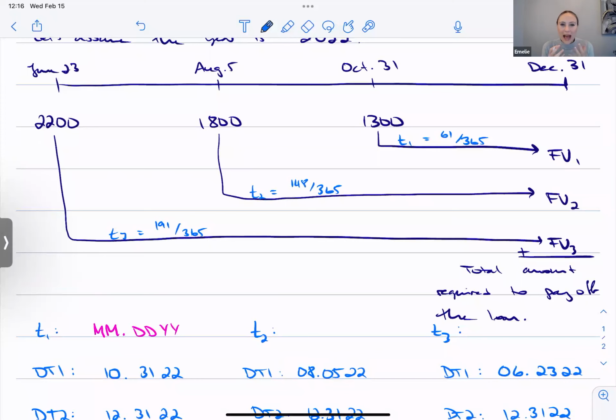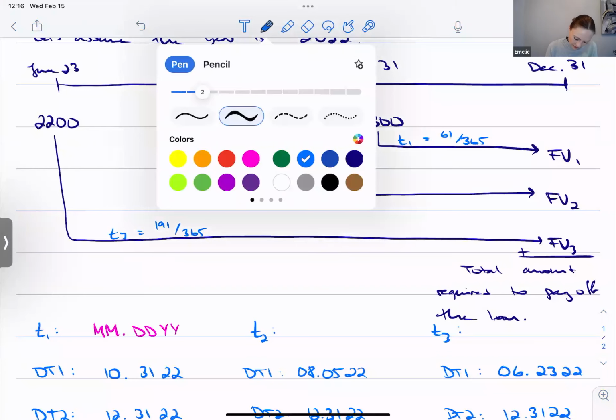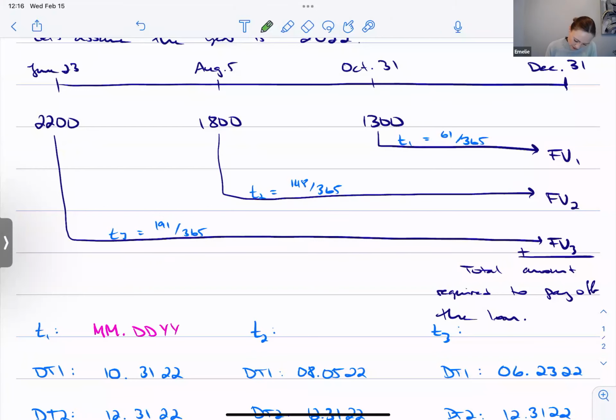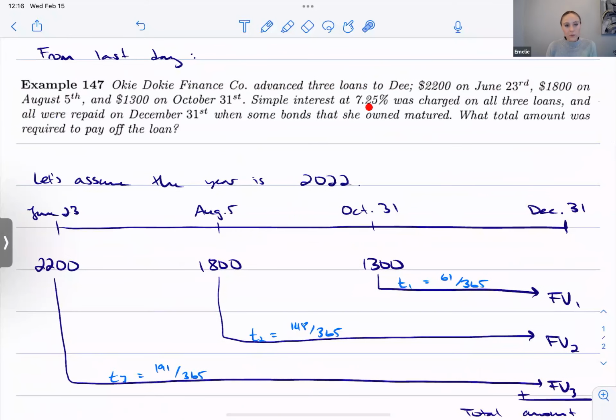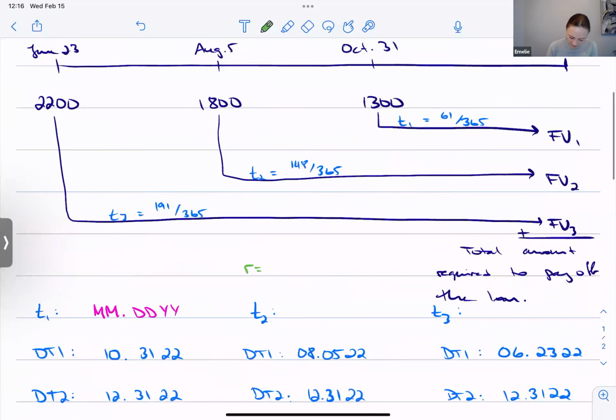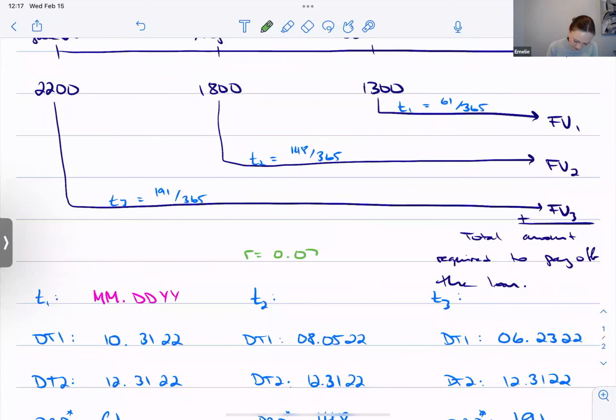In order to have all the information that I want on this timeline, I'm also going to jot down that the rate was 7.25%. And so the rate, and it just goes somewhere here, is 0.0725.